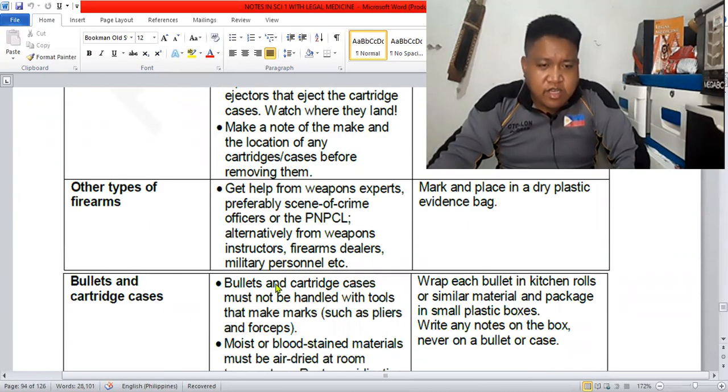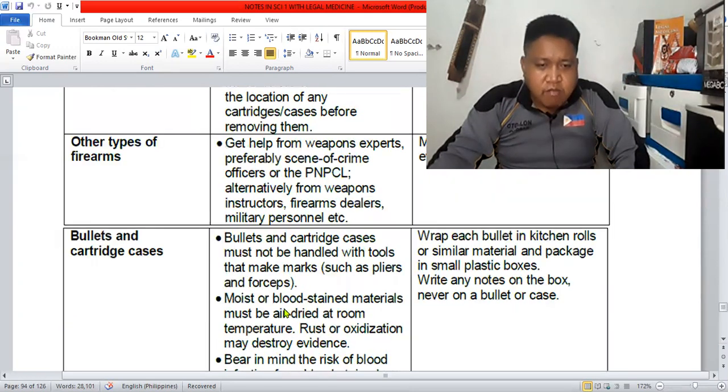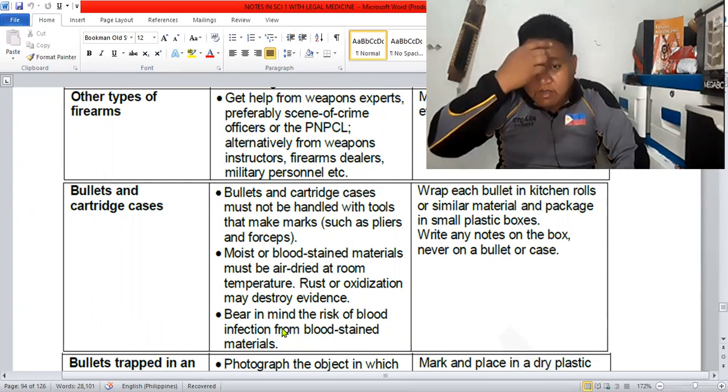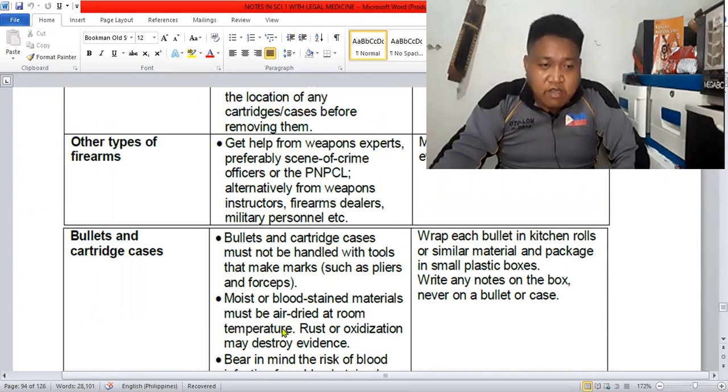Bullets and cartridge cases must not be handled with tools that make marks, like pliers. Do not use that. Moist or blood-stained materials must be air-dried. Bear in mind the risk of blood infection from blood-stained materials. Anong ginagawa sa mga bullets?